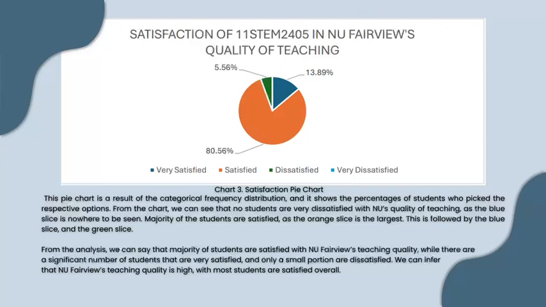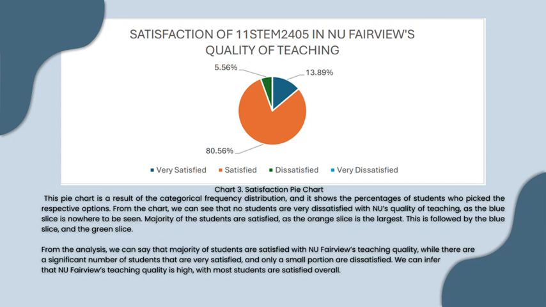Next, we can see the pie chart here, and the pie chart here is basically a result from the categorical frequency distribution. So chart 3 represents the satisfaction of 11 STEM 2405 in NU Fairview's quality of teaching. So we can see that the orange slice, or the satisfied students, takes up the most of the pie chart. So which means that the majority of students are satisfied with NU Fairview's quality of teaching, which is followed by students that are very satisfied, and then students that are dissatisfied.